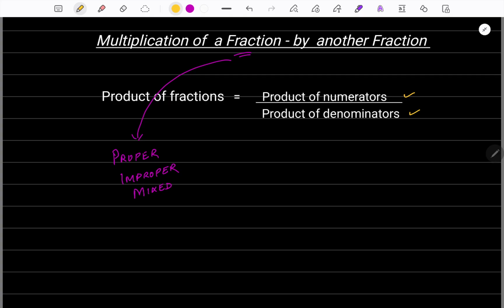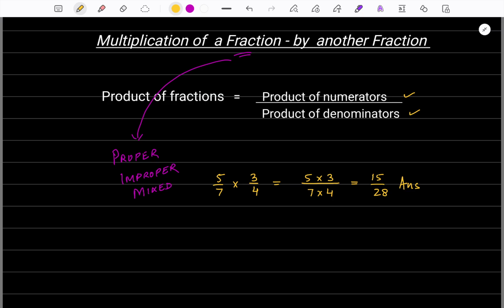An example here can be fraction 5 by 7 multiplied with another fraction 3 by 4. So the product of numerators would mean we have to multiply 5 into 3 and divide it by the product of denominators, that is 7 into 4. So we get here 15 by 28. So 15 by 28 is the product when we multiply two fractions 5 by 7 and 3 by 4.